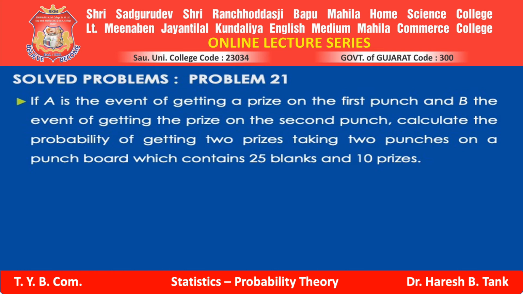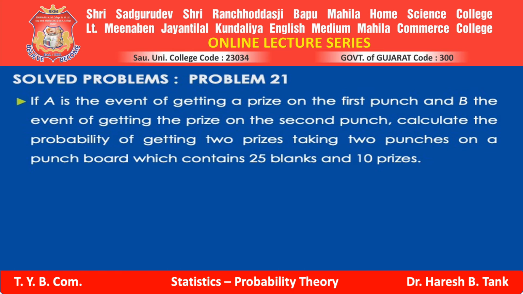Right? Next example. If A is the event of getting a prize on the first punch and B be the event of getting the prize on the second punch, calculate the probabilities of getting 2 prizes taking 2 punches on a punch board which contains 25 blanks and 10 prizes.